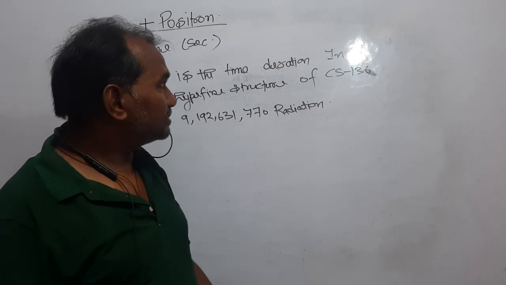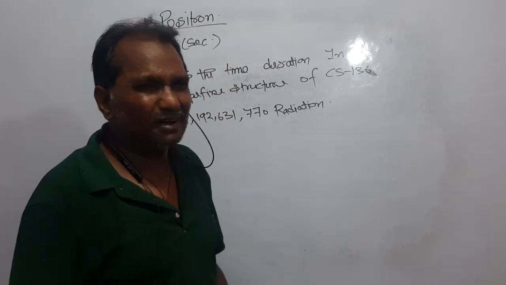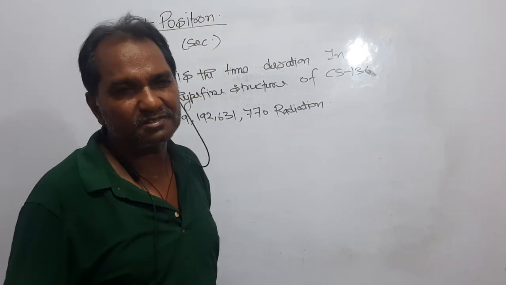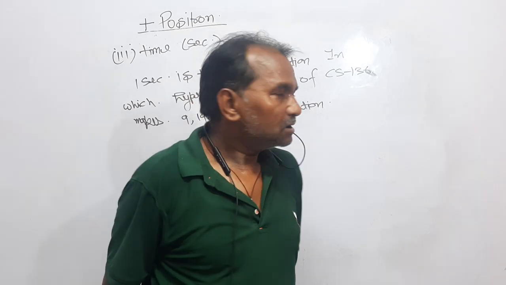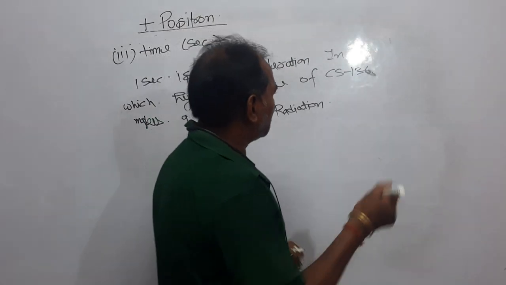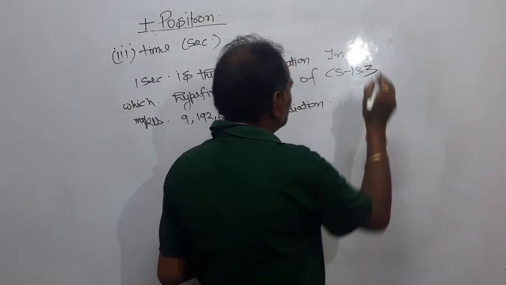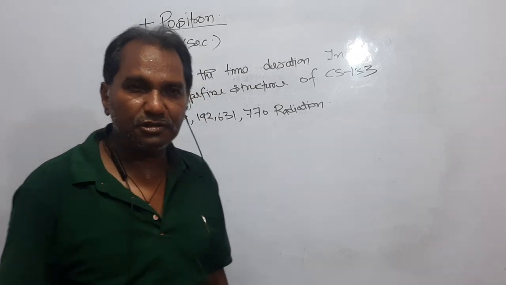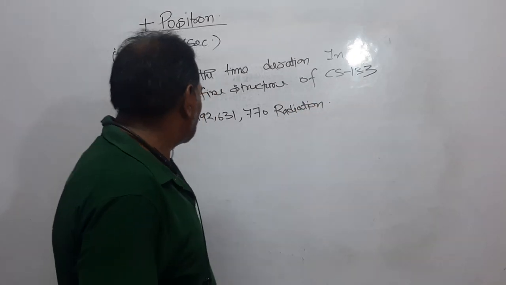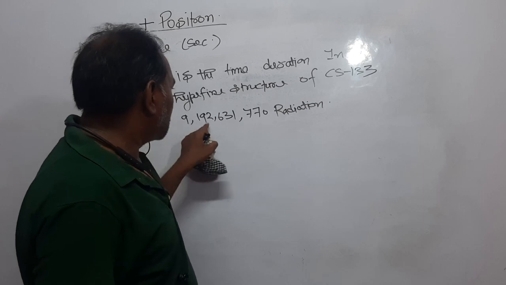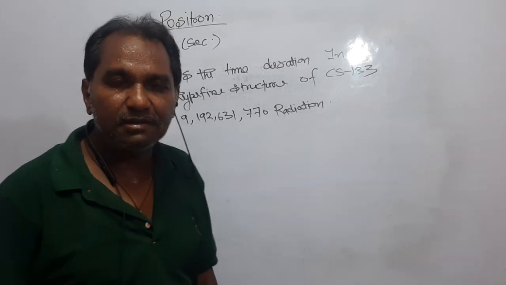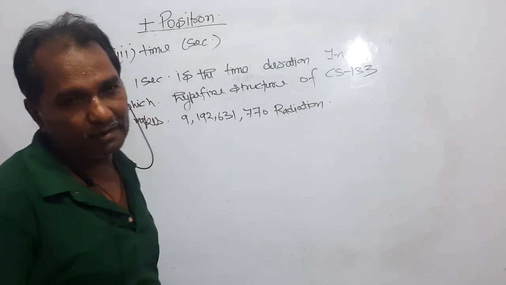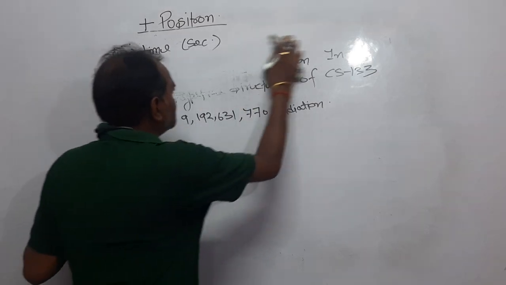Cesium 136 or 133, I'm missing a bit, it is an isotope of cesium, right? So, perhaps it is 133. The hyperfine structure of cesium 133 makes 192, 631, 770 radiations in 1 second. Now, dear students, let's move further.